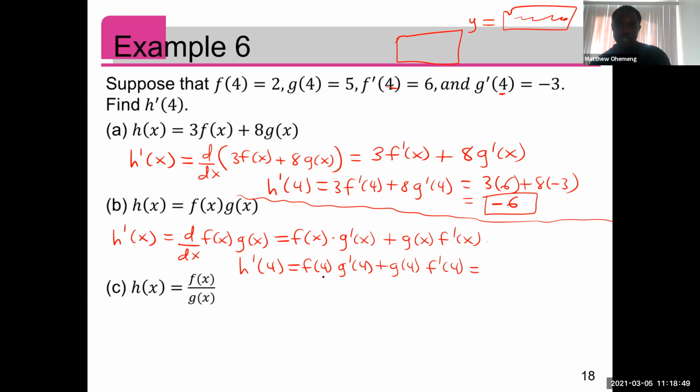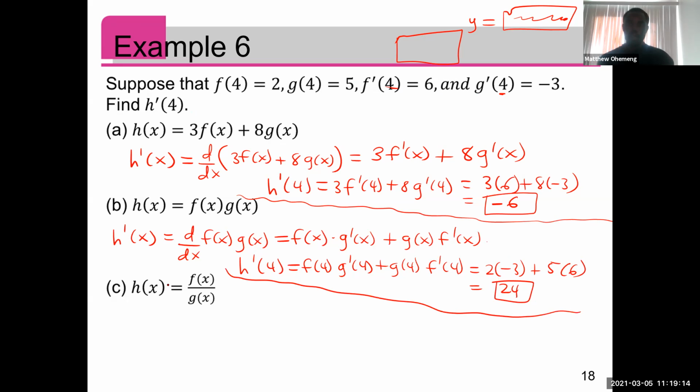f of 4 is 2. g prime of 4 is -3. Plus, what's g of 4? g of 4 is 5. And then f prime of 4, that's 6. So putting everything together, you have -6 plus 30, which gives us 24. So that's our answer to that one. Okay, any questions so far? Feel free to let me know.